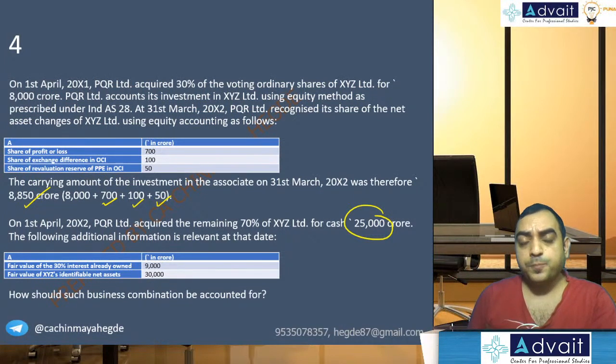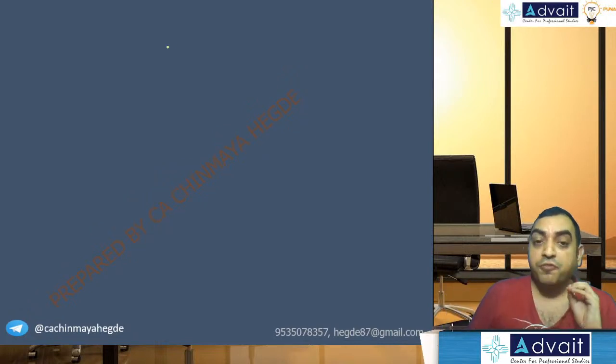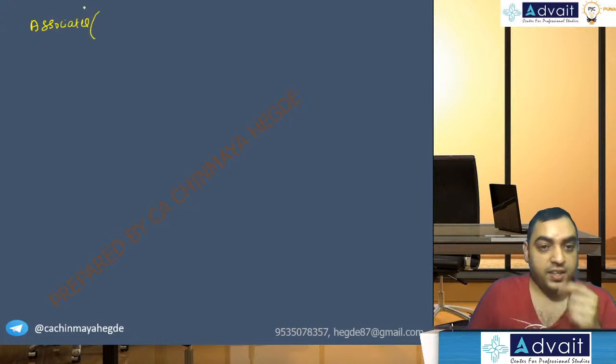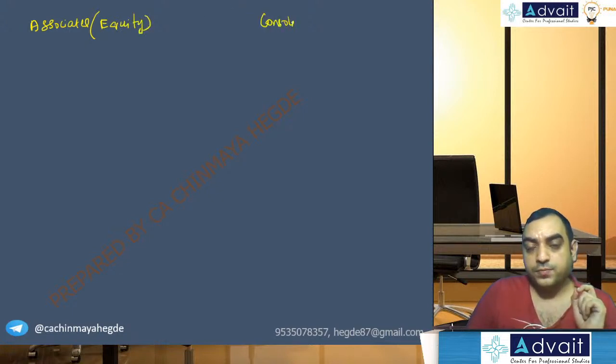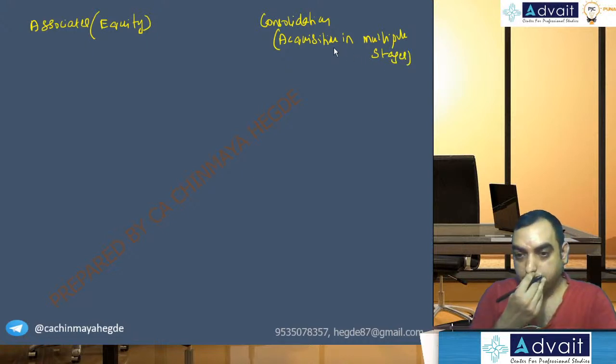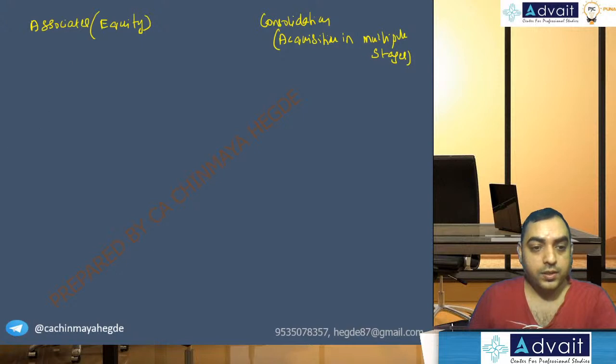Okay. So first we'll understand this in three aspects. First aspect is relating to accounting for associates, that is, accounting for equity method. Then we'll account for consolidation. And because you're already having some percentage, this is a case of acquisition in multiple stages.